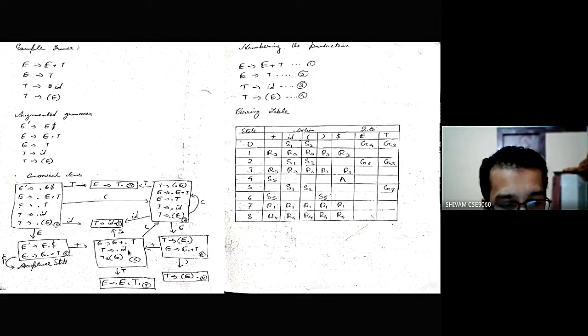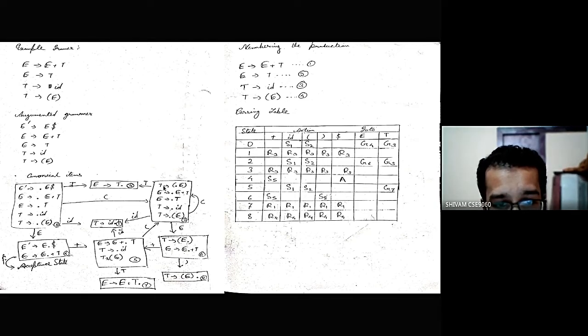Now moving on to the second production, T gives dot ID. We have already seen this type of production here and here. So on processing ID, it goes to this state here. And T gives dot open parenthesis. Again, we have seen this type of production here and here already. So on receiving open parenthesis it reaches this state. So we have completed this one, this one, this one, this one, this one, this one, and lastly coming on to the remaining productions.